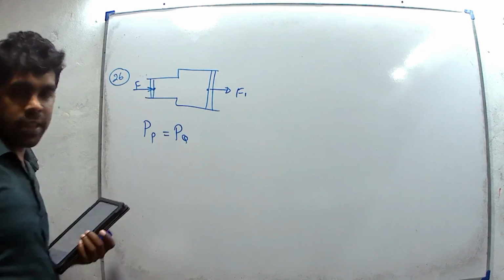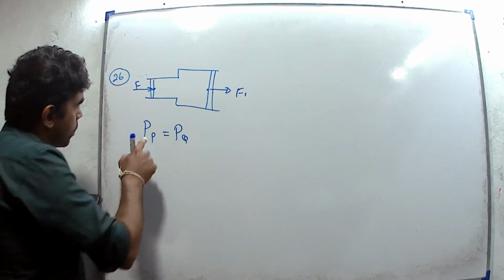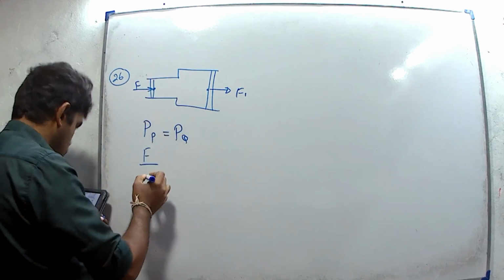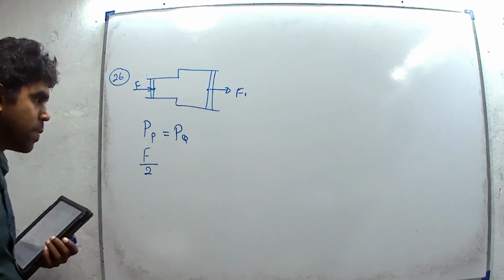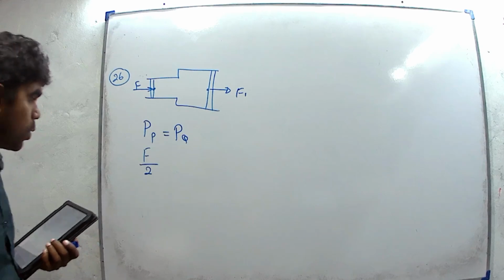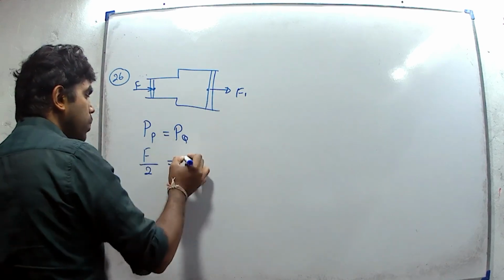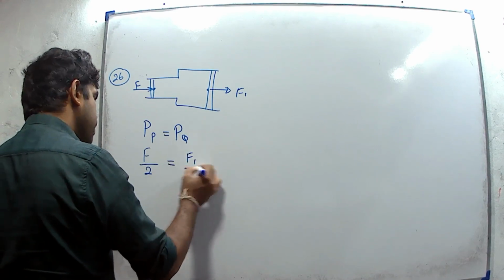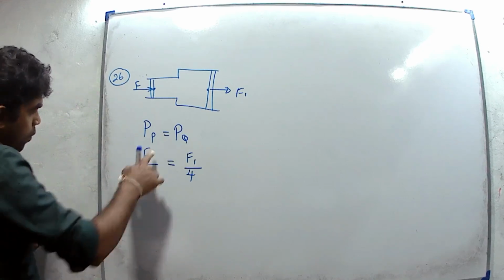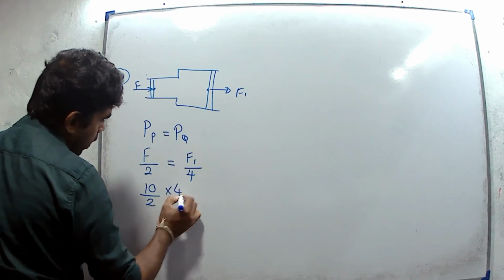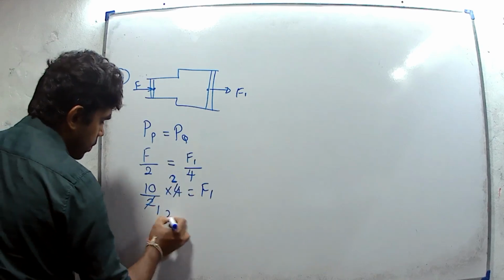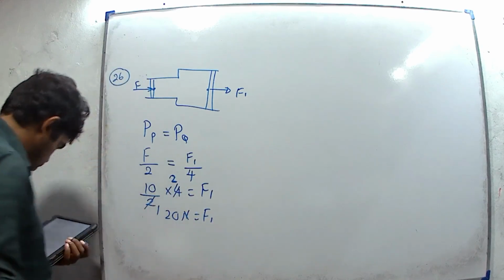We can write pressure is force divided by area. Therefore, force divided by area of P piston, 2 square centimeters. I will use square centimeters because of the unit on both sides; we can cancel it out. Pressure at Q is F1 divided by 4 square centimeters. Now they have given F force is 10. 10 divided by 2 equals F1 divided by 4, so F1 is 20 Newton.